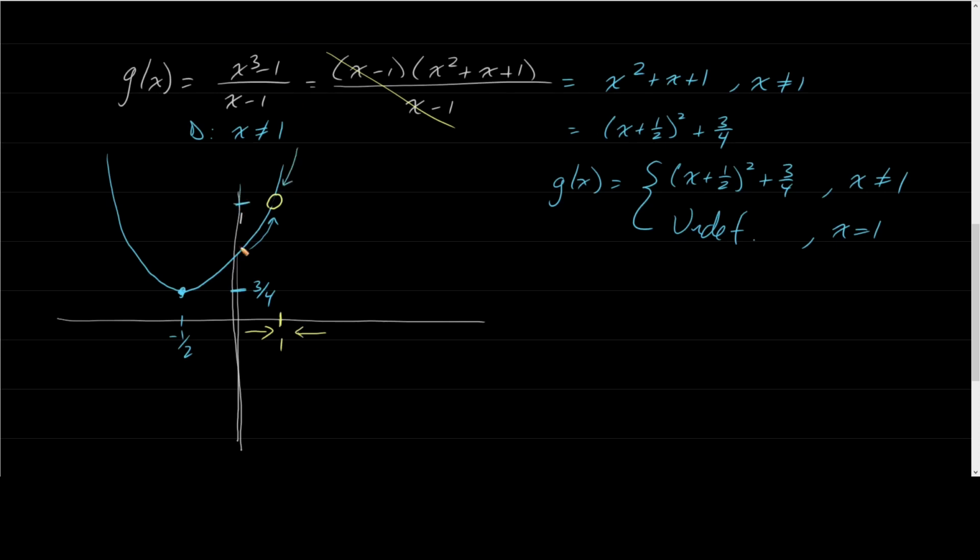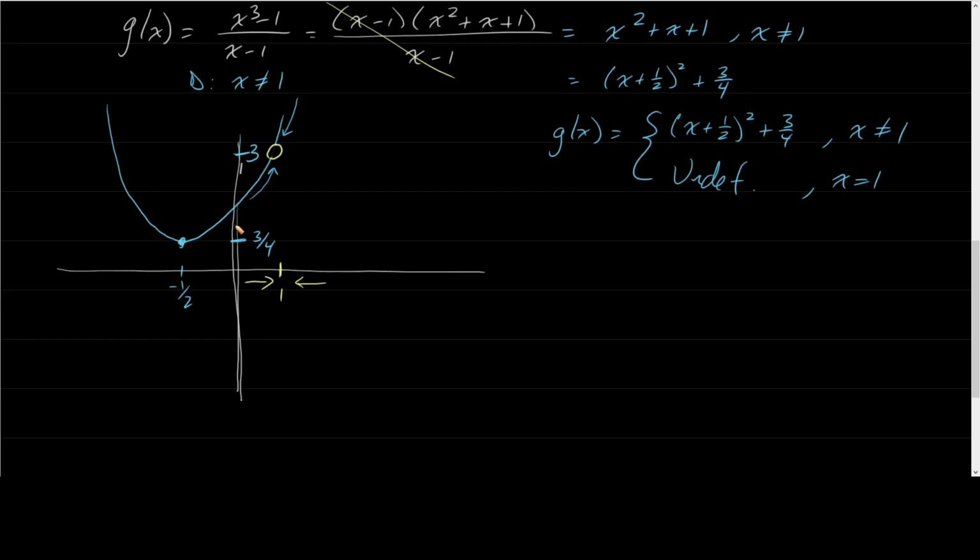Now this height would be, well, if I were to plug 1 into the function, I would get a height of 3, right? 1 squared plus 1 plus 1. So it would be at the height of 3. But again, it is not an actual value. It's just what the function is approaching. That's the idea of a limit. What is the function approaching? Not necessarily what is the value of the function at that point.